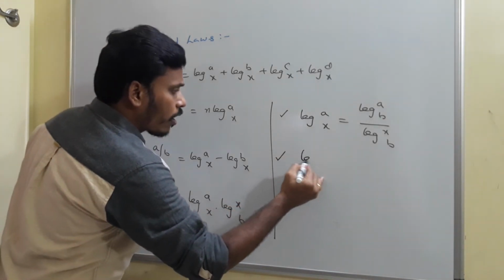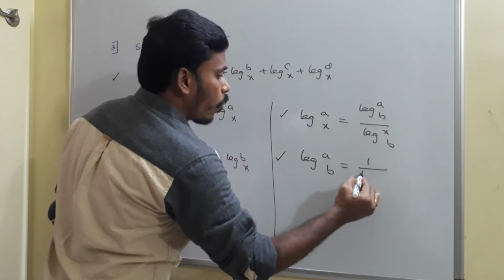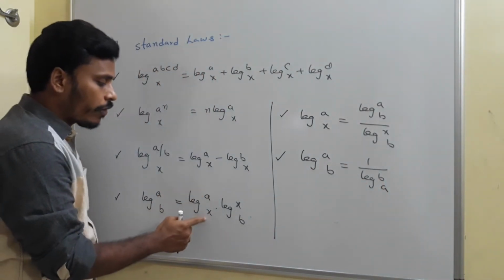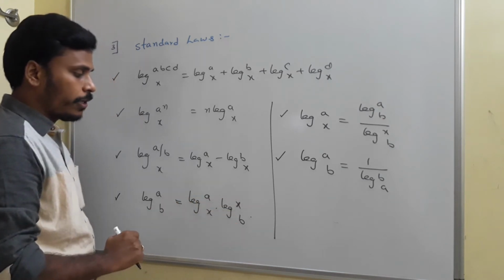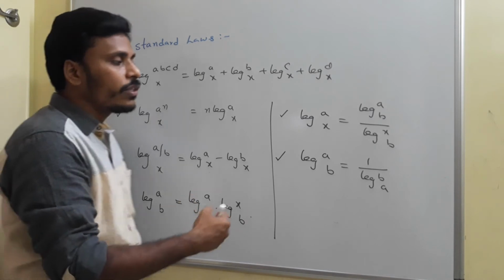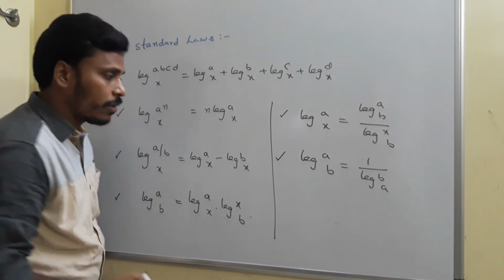Yeah, another law of logarithm. From there we can develop it like this. Logarithm of a base b is equal to 1 by logarithm of b base a, with the same idea. Logarithm of a base x into logarithm of x base b is equal to logarithm of a base b. If you use it in a different manner, you will get that logarithm of a base b is equal to 1 by logarithm of b base a.